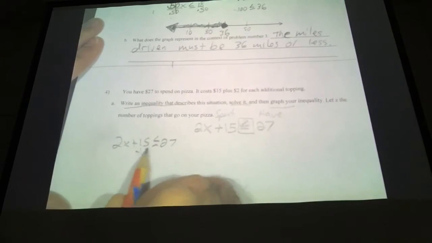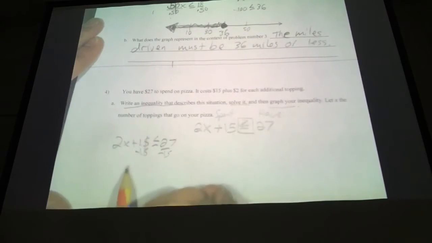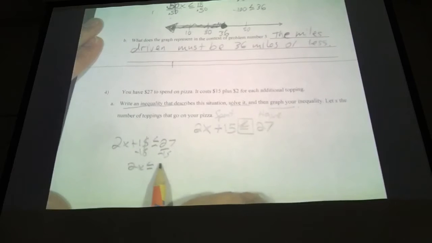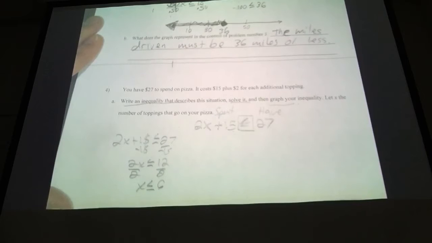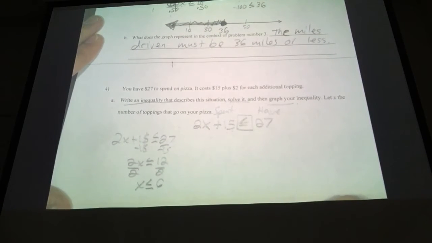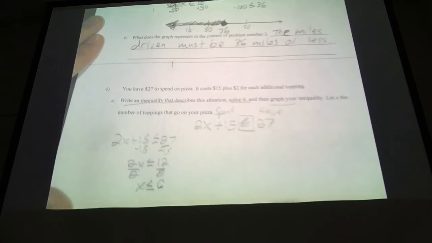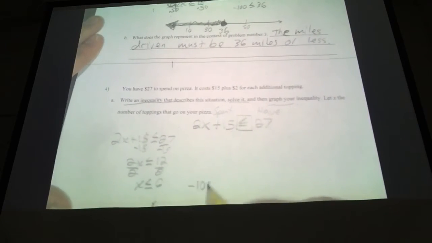We're going to subtract 15 from both sides. You're going to get 2x is less than or equal to 12. Then we're going to divide both sides by 2. x is less than or equal to 6. So we're going to put the 6 on there. This is going to be a closed circle. And then we're going to shade this way because negative 100 is less than or equal to 6.